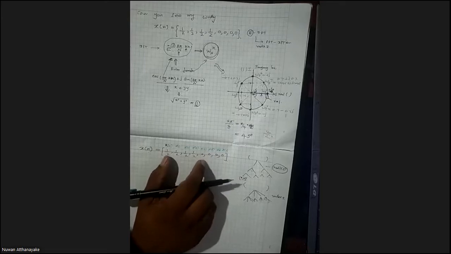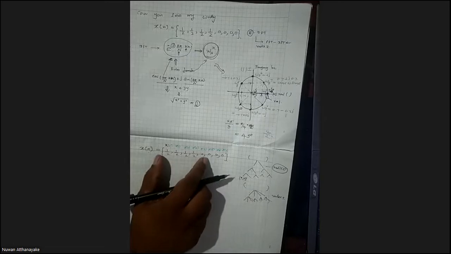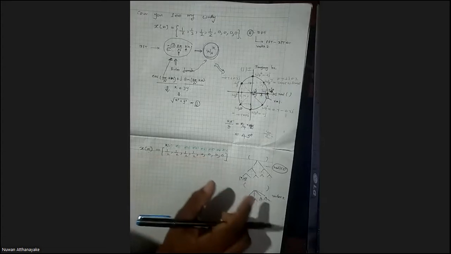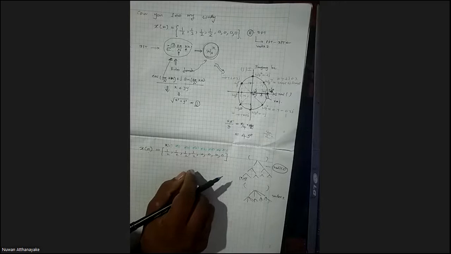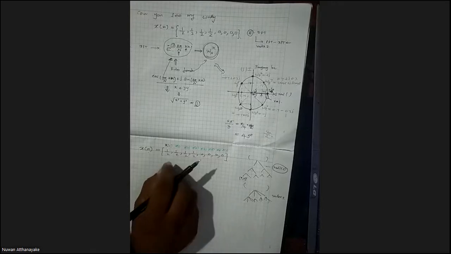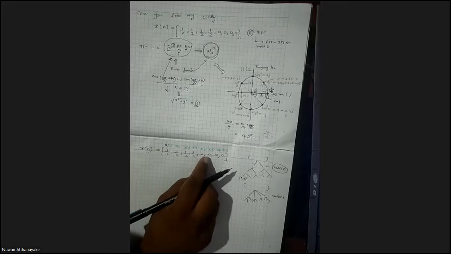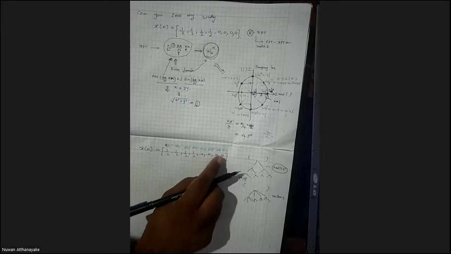In your exam, if you are given five samples and you are asked to perform 8-point DFT, what do you have to do? Can someone tell me? Say you are given 5 components in your sequence. Yes, we have to pad the 0, add 0. Yes, zero padding, thank you. If you are given 5 points and asked to perform the 8-point DFT, you have to add 3 zeros. So you have to pad some zeros.